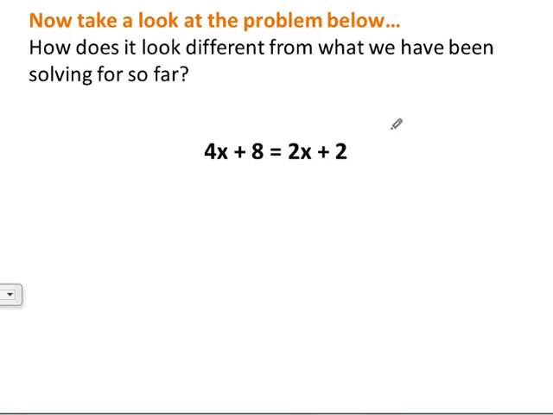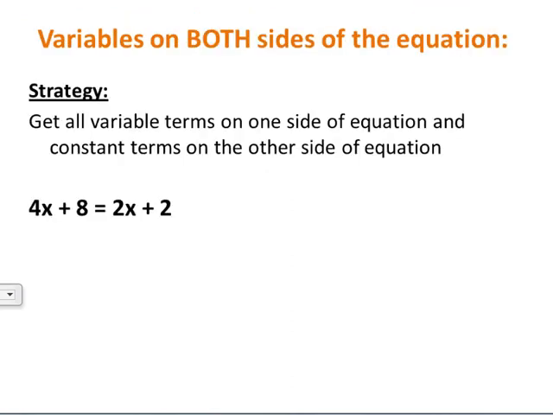So look at this problem below. And what I want you to look at is the fact that we've got an x term on the left side of the equation and an x term on the right side of the equation. And that's different than what we've looked at so far. So in the prior weeks, we've only had x variables on only one side of the equation. And now we're seeing them on both sides of the equation. And how do we solve when that happens?